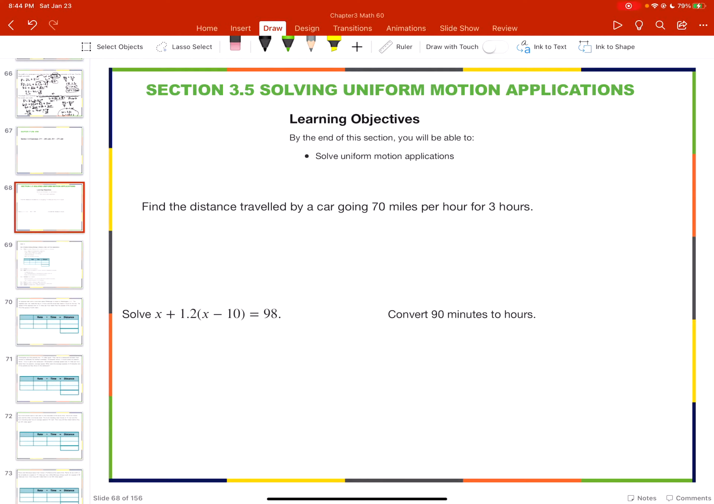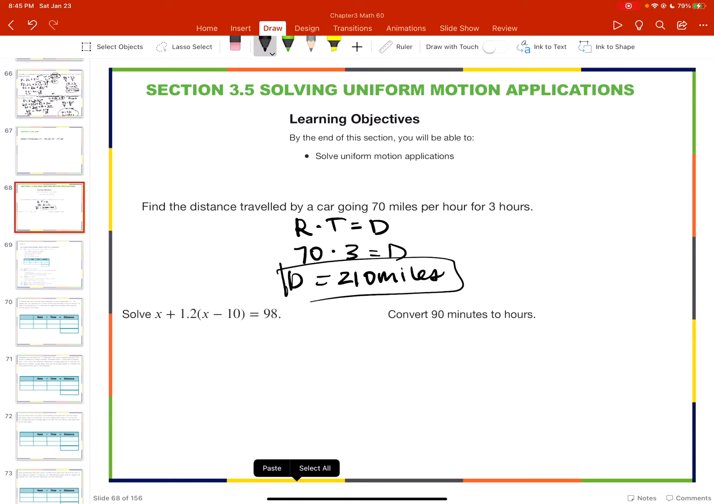Hello, and welcome to section 3.5, which deals with solving uniform motion applications. So that's pretty much our objective for today. We're going to use rate times time is equal to distance. First of all, just a little refresher. If you have a car going 70 miles per hour and they go for 3 hours, what's the distance traveled? You know that that's going to be 210 miles. So that's first: rate times time is equal to distance.